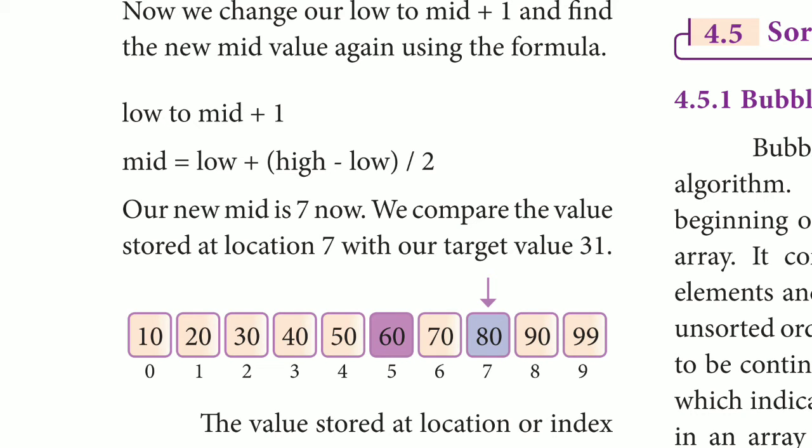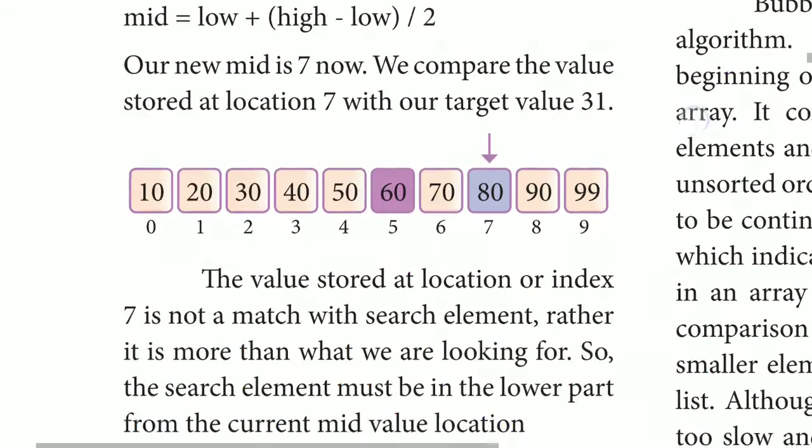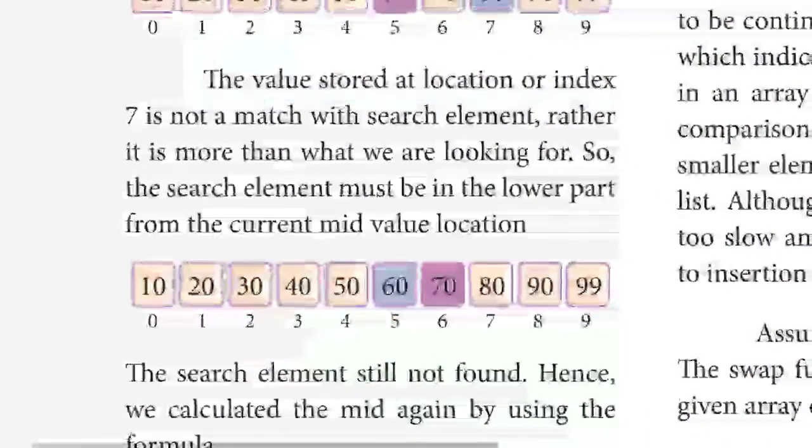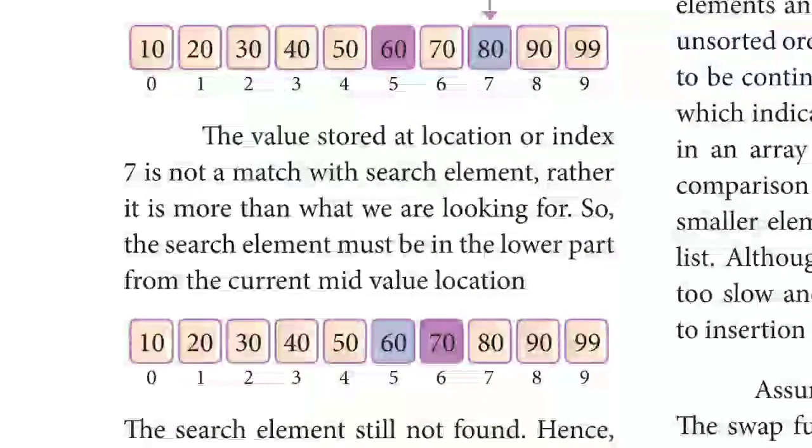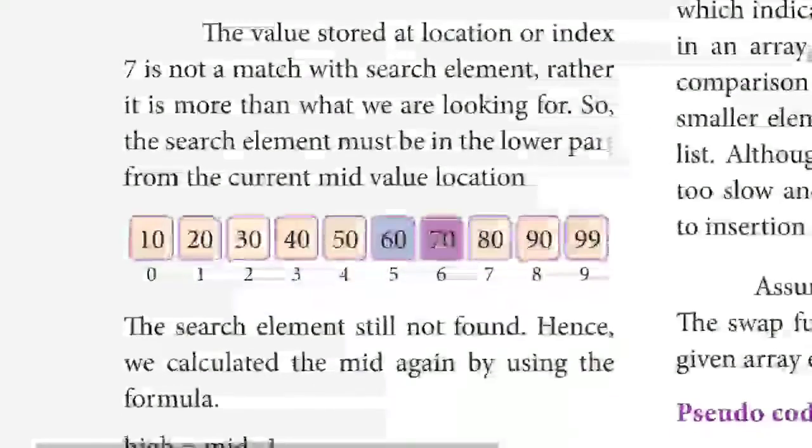Now it compares 60 with 80. You can see that 60 is less than 80, so it moves to the left side of the mid. Now you can see that the high value is getting changed. The value stored at index 7 does not match the search element; it is more than what we are looking for. So the search element must be in the lower part from the current middle location.